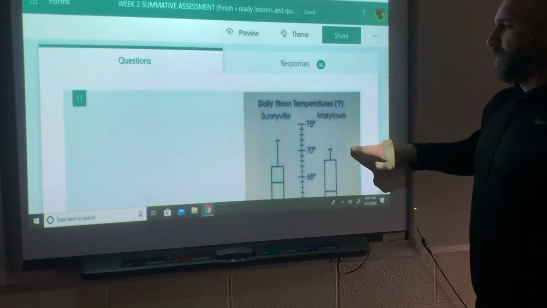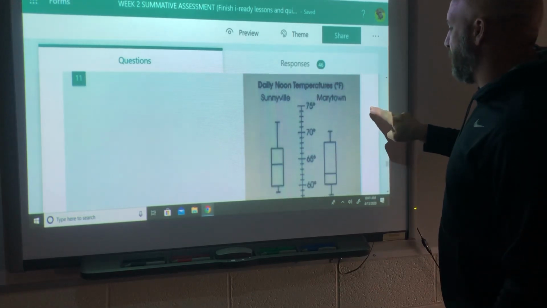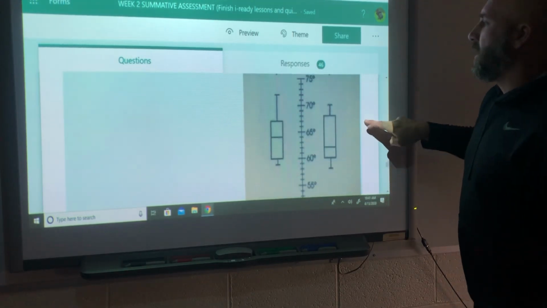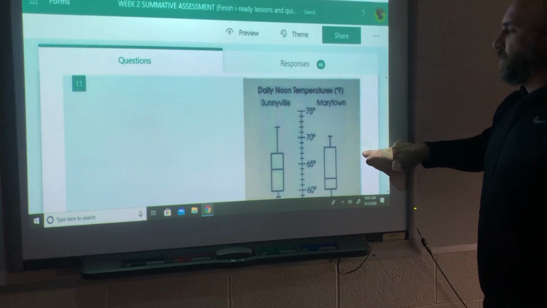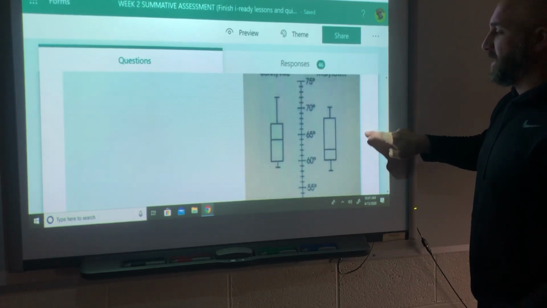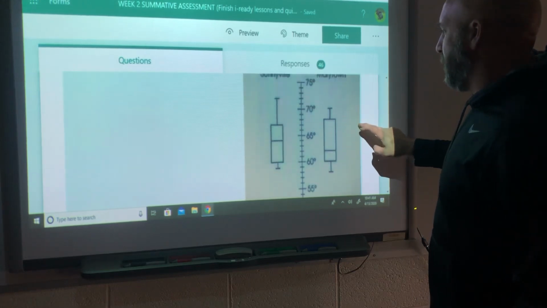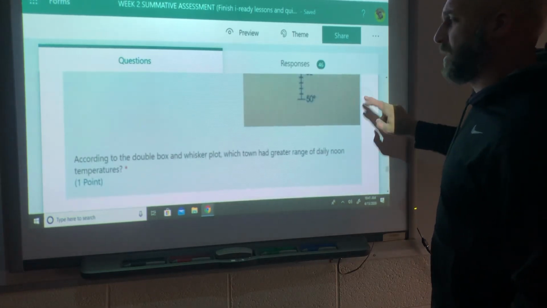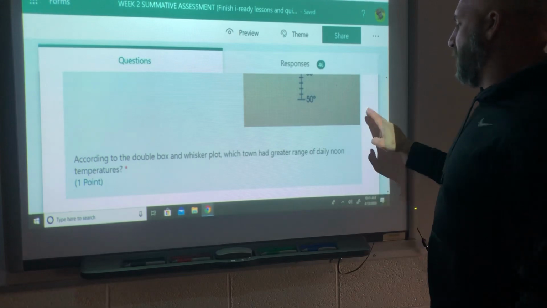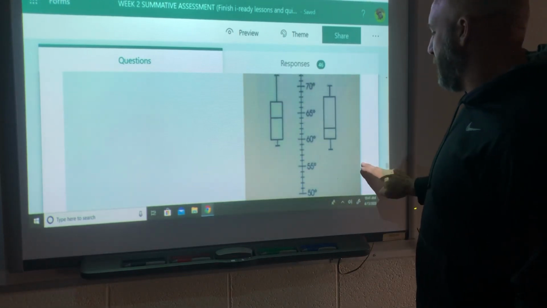And the final ones are 11 and 12. These are double box and whisker plots, so it's a comparative thing. We're comparing the noon temperatures in Sunnyvale and Marytown. Maybe this was for a month, we don't know. So we're looking at these, and according to that, which town had the greater range? Range is the high value minus the low.